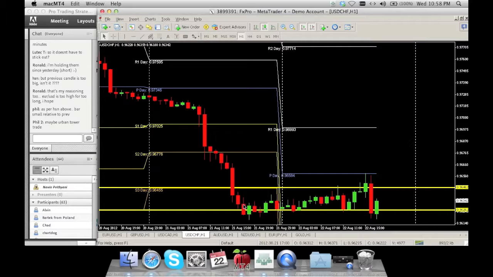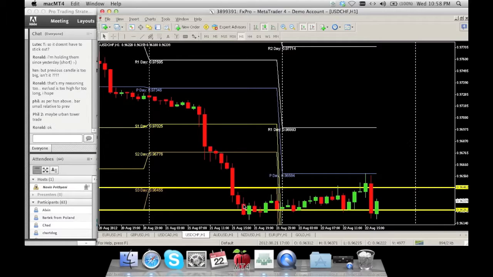Okay, Phil2 says maybe urban tower trade. Yes, usually at times like this, you'll get a lot of trades from urban tower strategy. Okay, as per HS and above, bar small relative to previous. Okay. I'm holding them short since yesterday. Oh, ouch.